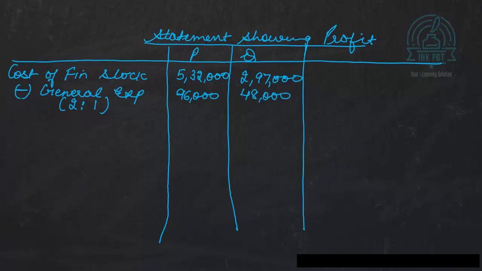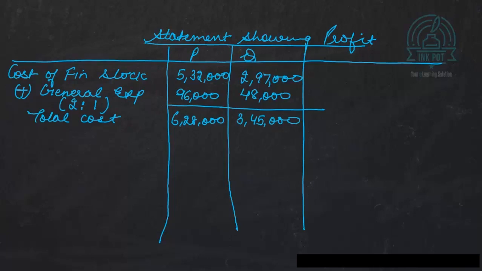Sorry, we are not supposed to deduct, this is also an expense, so we are going to add this. So we'll get total cost, net cost. So total cost of P is now 6,28,000, and total cost of Q is 3,45,000.